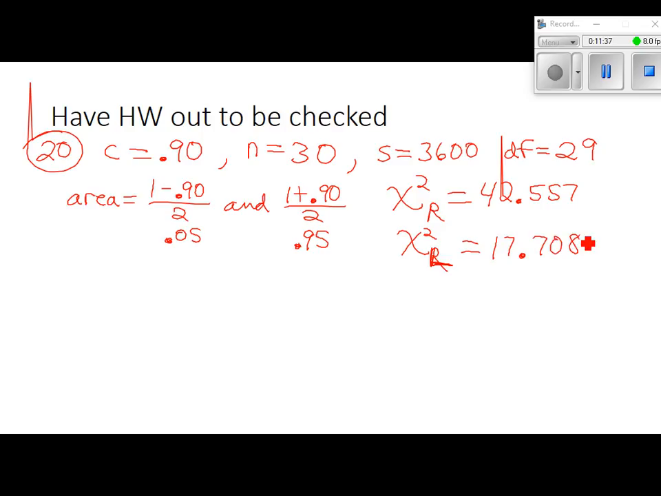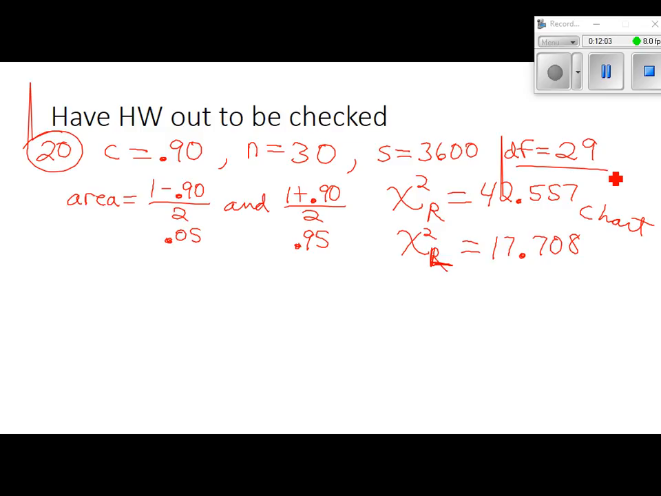How'd you find that? This is from the chart. Use the degrees of freedom and your two areas here. Match them up on the chi chart. Don't forget to make sure you have your charts marked. We got the T chart, we got the standard chart, that's the one we use for the Z-scores, and then you have the chi chart.